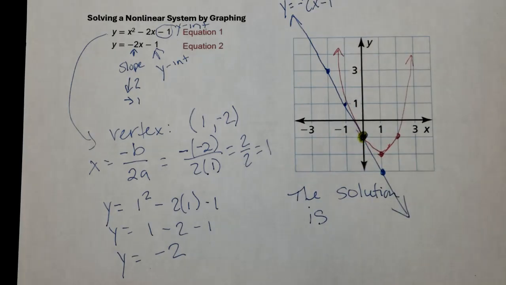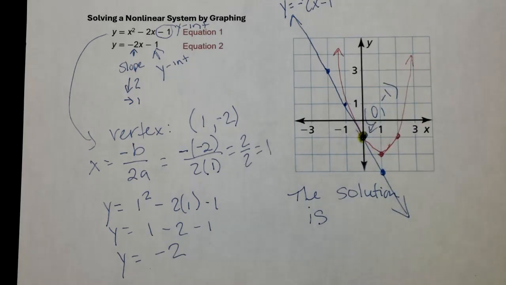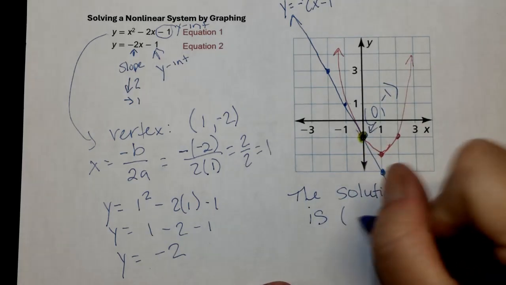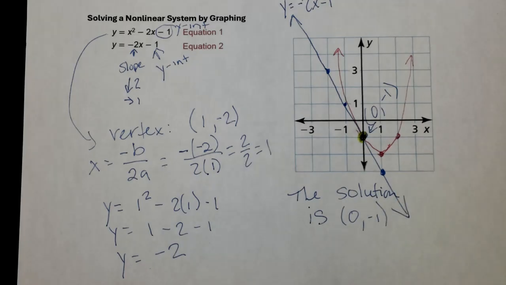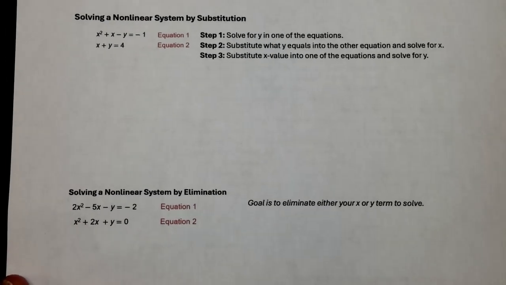And what is that point? (0, -1) is that point right there. So that is your solution. If you have 2 points of intersection, then you would have 2 solutions. Solving by substitution.